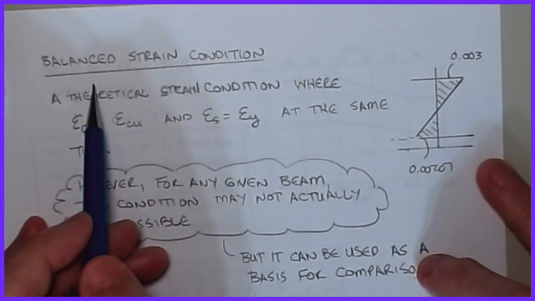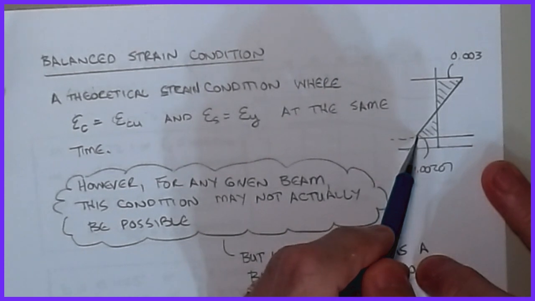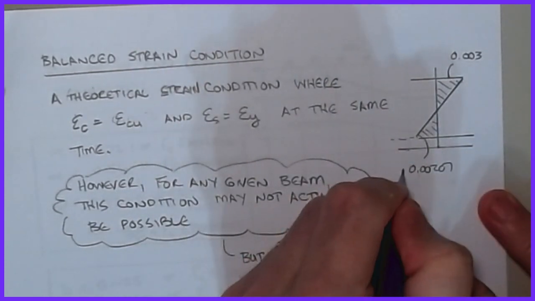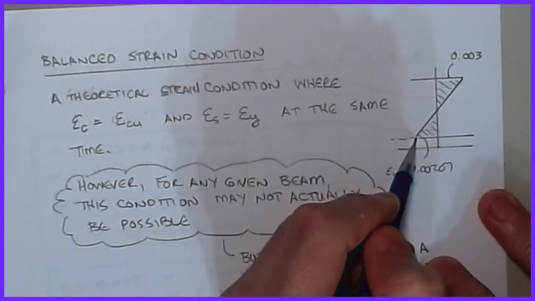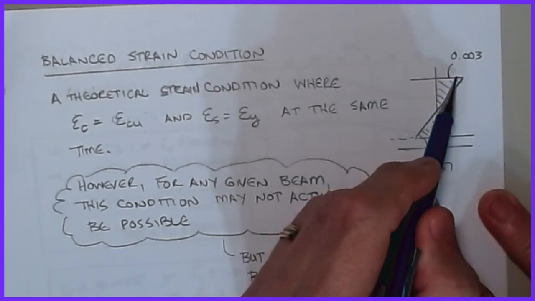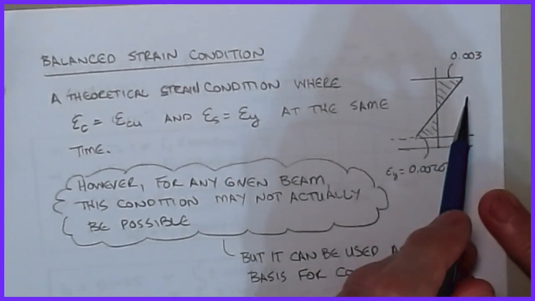That's a strain condition that would exist, for a given curvature, at which the strain in my steel reaches its yield value. For FY 60 KSI, that would be epsilon Y. I reach my yield value in the steel at the exact instant that I reach a strain of 0.003. Now, this is a highly theoretical point. This may or may not happen for a given beam.